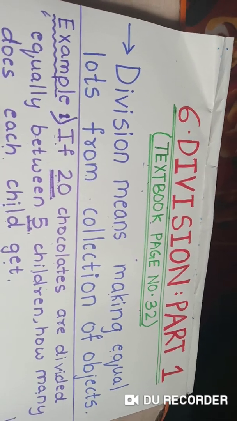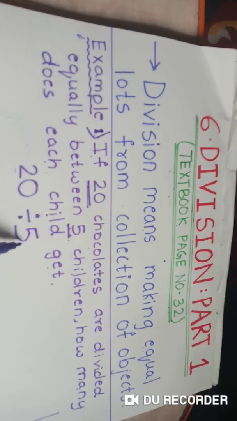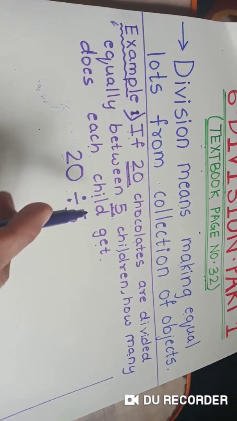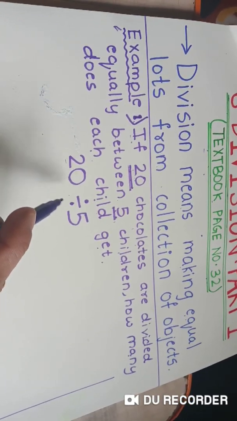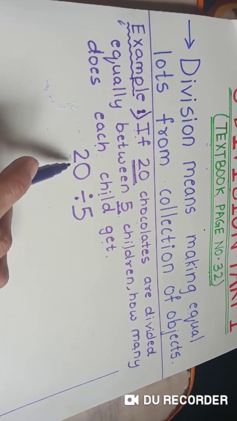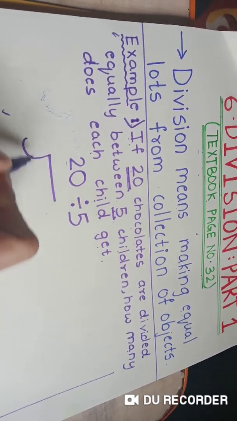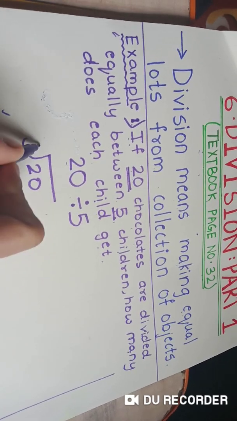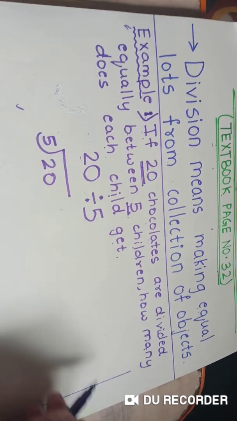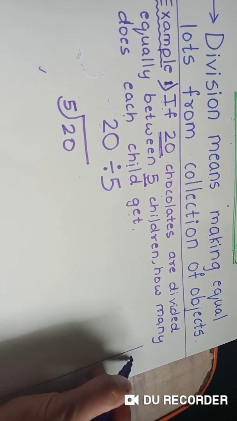Therefore, what will we do now? 20 will be divided by 5 children. So, for this division or multiplication, you should know the tables from 2 to 20 by heart. So, let us divide 20 by 5. For this you will need the 5 table. Like this you have to make the rough column. Here you can write the table if you don't know.